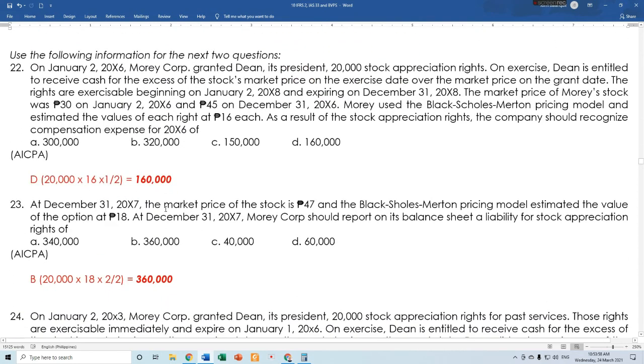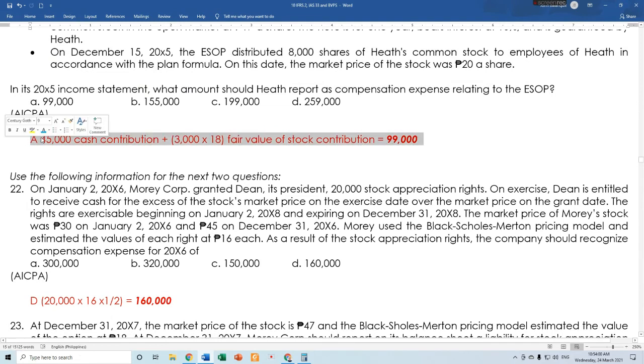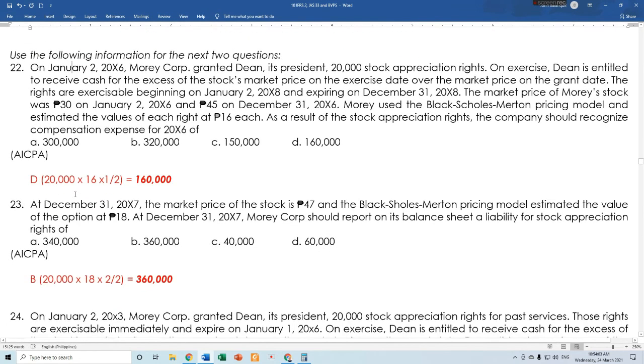Yan. 22. Bigyan lang natin ng highlight to. Okay. 22 and 23.